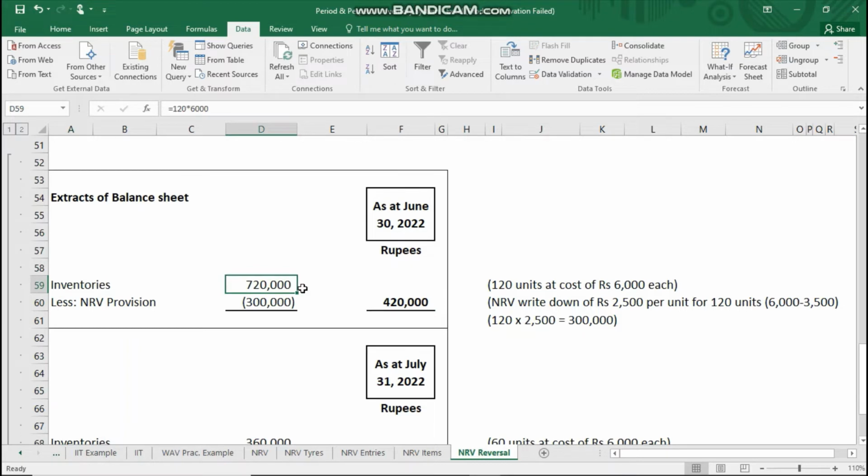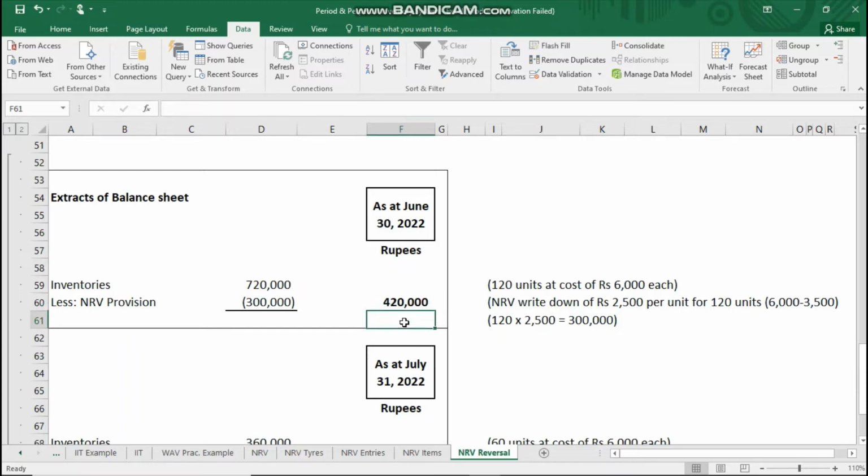The cost of the inventory is 120 units at a cost of 6,000 per unit. This is the cost. And at June 30 I created an NRV provision, which is 300,000. This is a contra account of inventory. So the net amount of inventories to be shown in the balance sheet will be 420,000, and we know that this is net of the NRV provision. So this is how I will show my inventory as of 30th June.